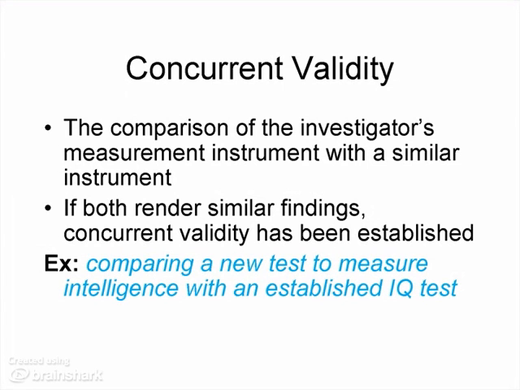Concurrent validity is a way to compare the investigator's measurement instrument with a similar instrument that's been tried or has been recorded in the literature as being valid. So if you are developing a new test on intelligence, you might give it to a subject and in addition give them the standard IQ test. And the results should be related or consistent with one another if your new instrument has concurrent validity.